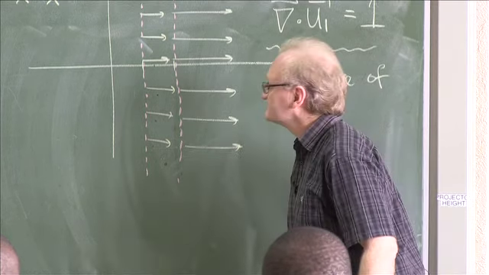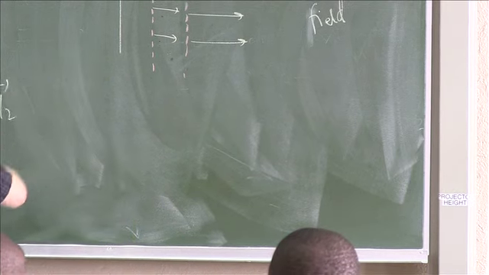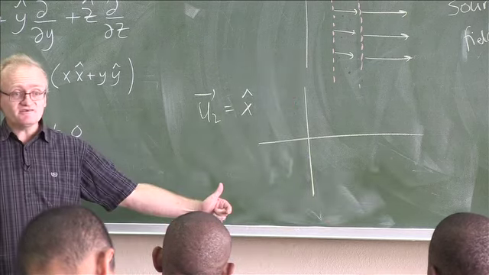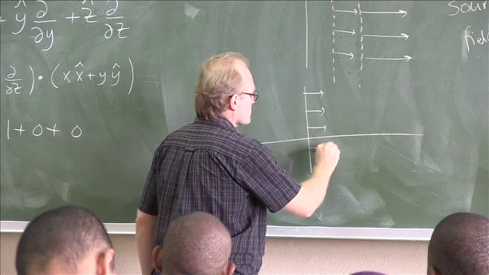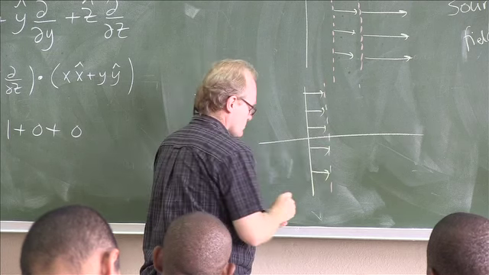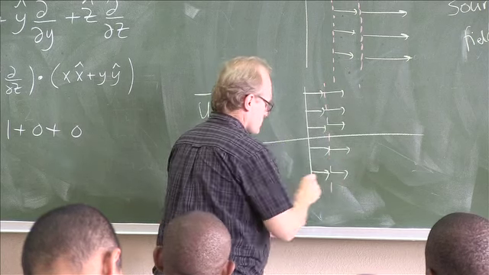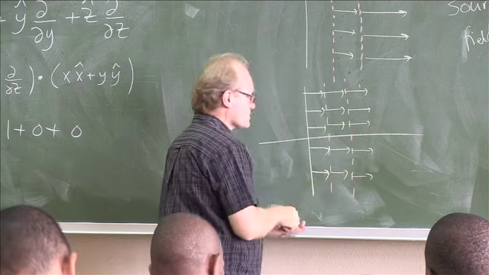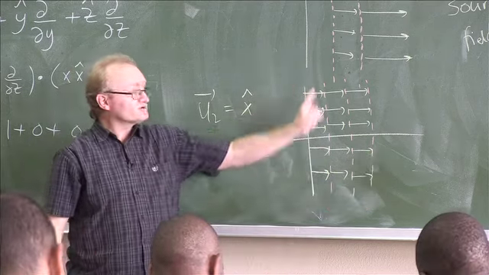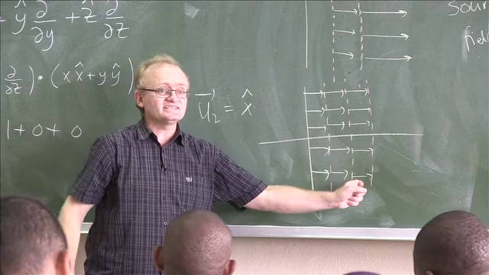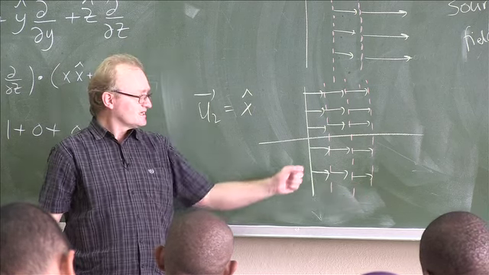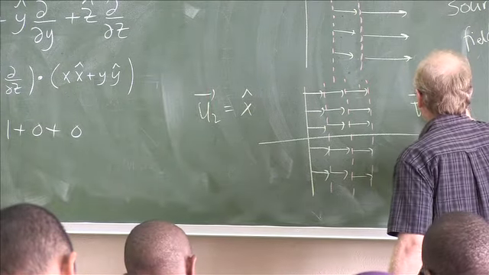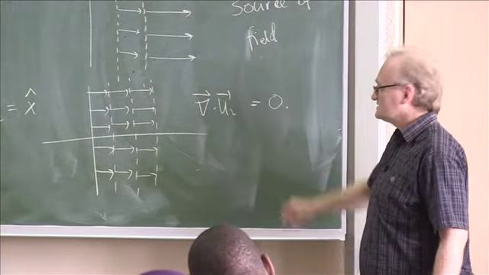Let's do another one. Let's now say that U2 is equal to x hat. In this case, the field looks the same everywhere. So if we look at any particular screen here, the amount of water passing each screen is exactly the same. Does everyone agree? Because the speed is the same. How many particles are being added to this system? None. What's the divergence of U2? Zero. Absolutely. Good.